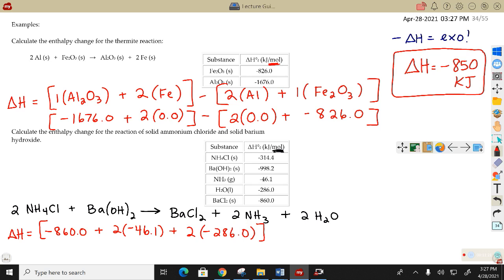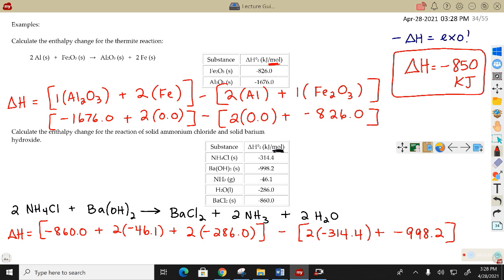Total energy of my products minus total energy of my reactants. All right, so let's see here. 2 moles of the ammonium chloride, negative 314.4, plus 1 mole of barium hydroxide, negative 998.2. Now, I really think that the key to these is staying organized.